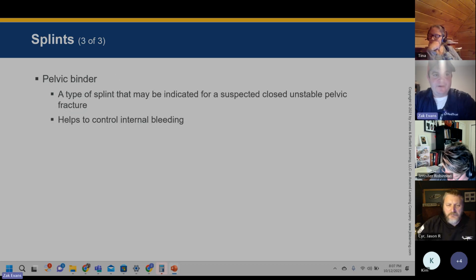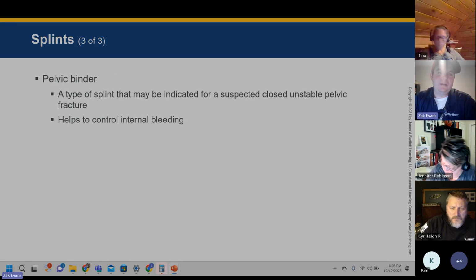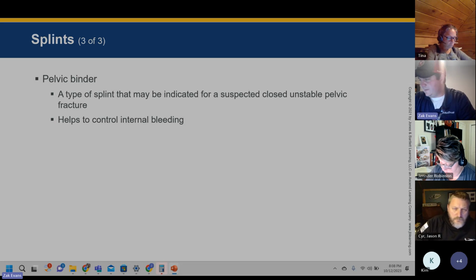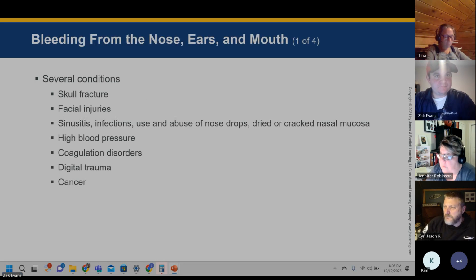All right, pelvic binders, a type of splint that may be indicated for a suspected closed, unstable pelvis fracture. Helps to control internal bleeding. Again, another tool that if your service doesn't have them, they're fantastic. The days of wrapping pelvises in sheets is no longer really acceptable. Pelvic binders are the way to go, and they're not too expensive.